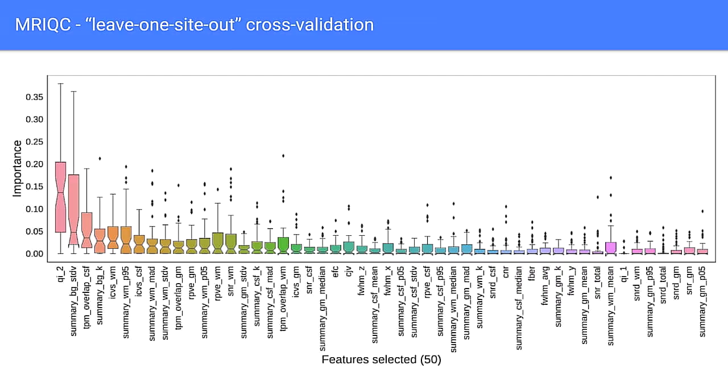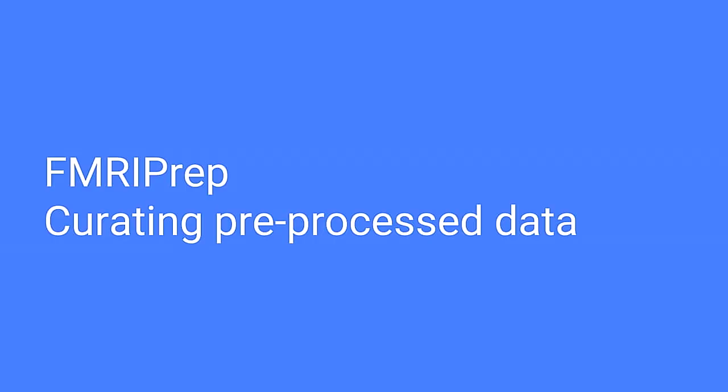We tried to learn, and we actually built a random forest classifier. This is the result of the importance of different features. We found that the QI2, which is one of those specific for artifacts in the background, was the most discriminant one, or the most important one. And we had to use a leave-one-site-out cross-validation to make sure these site effects were not inflating our performance.